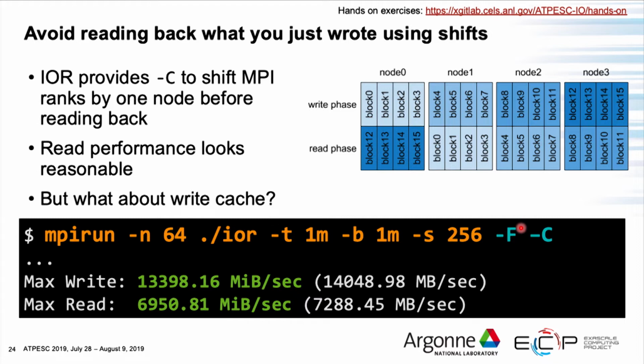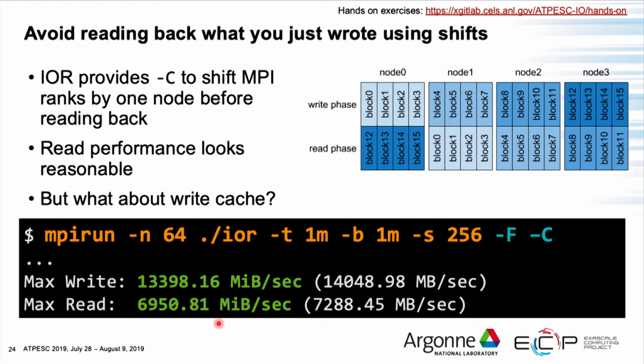And again, IOR offers a very simple option, -C, to do that, and it does exactly what I described. It shifts ranks between the write and the read phase, and it ensures that you're not reading from the same node with the same page cache that you wrote it from. And so you do this, and suddenly the read performance goes from being faster than light to something that's very reasonable. 7 gigabytes per second from 4 compute nodes is pretty reasonable performance.